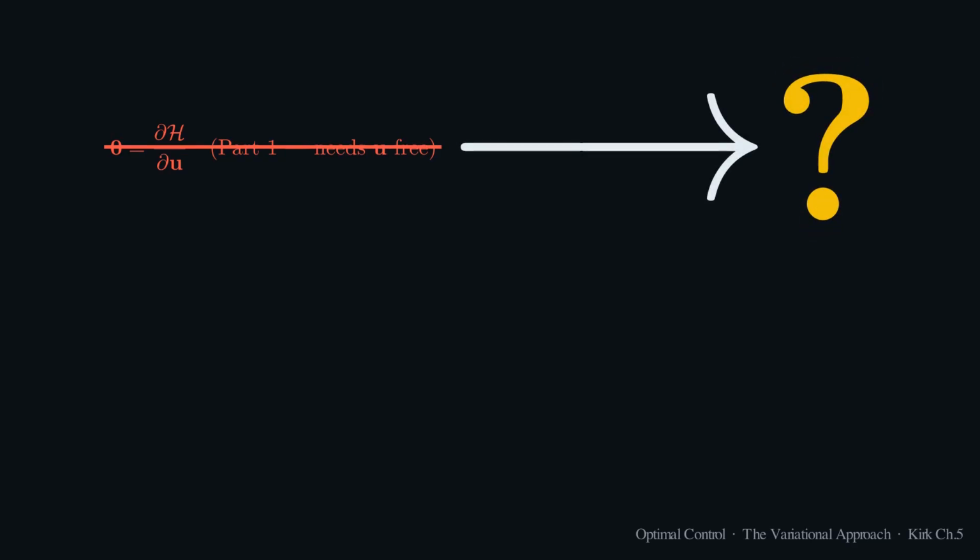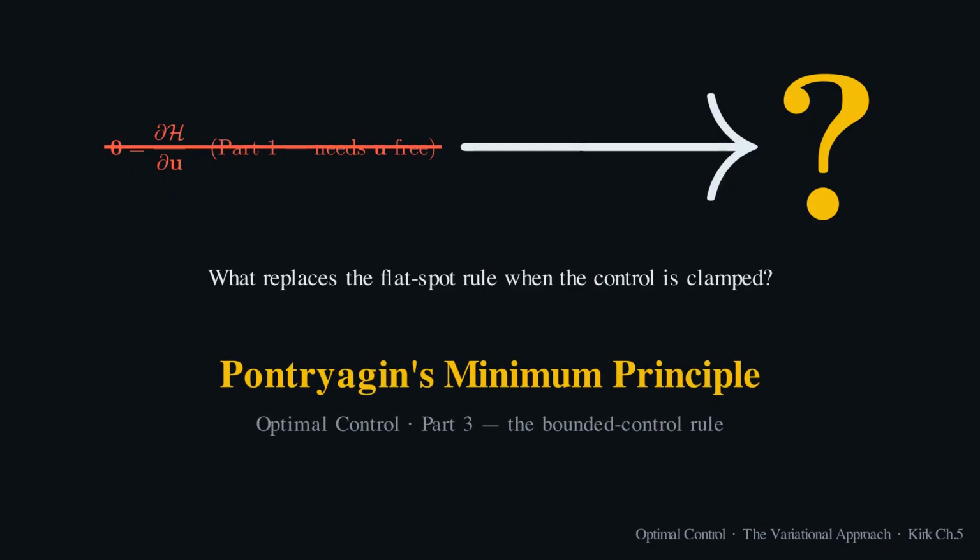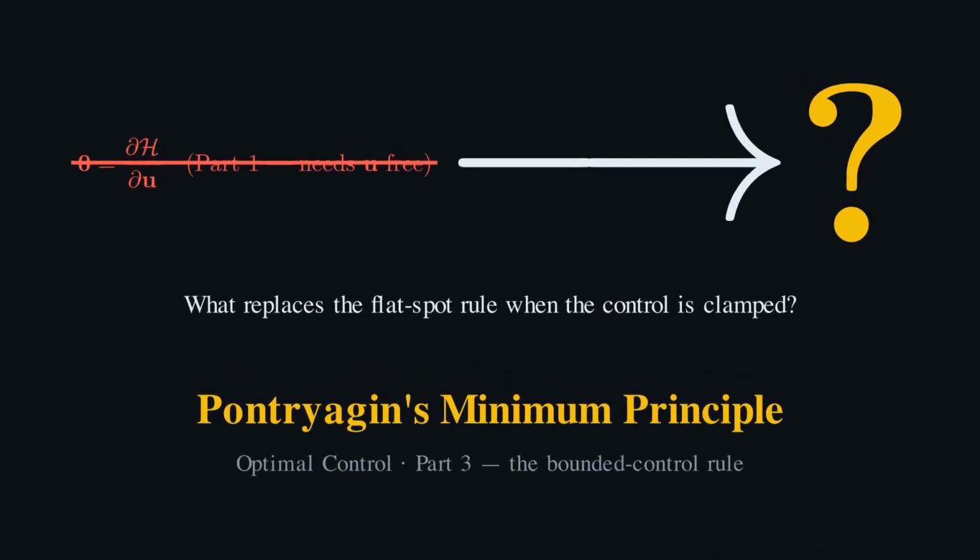There's a wall, and the best move might be to slam right into it. If the optimal control is pressed against its limit, the slope of H is not 0 there. And yet you can't do any better because you're not allowed to step past the wall. So the flat spot rule breaks. The whole question of this video is just this: what replaces 0 equals the partial of H with respect to u when the control is clamped?